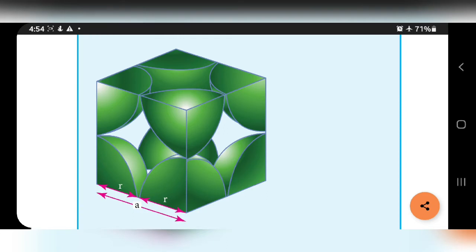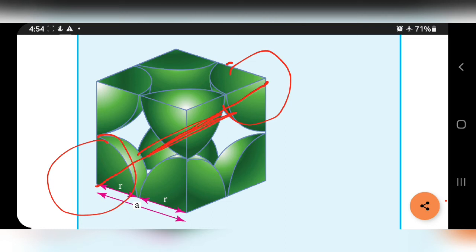See this picture for understanding. They touch along the edges. See, this is the edge. This atom and this atom, both are touching in this edge, but they are not touching diagonally. This is the diagonal. This atom and this atom are not touching diagonally.